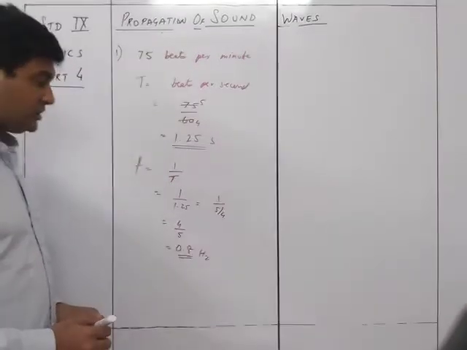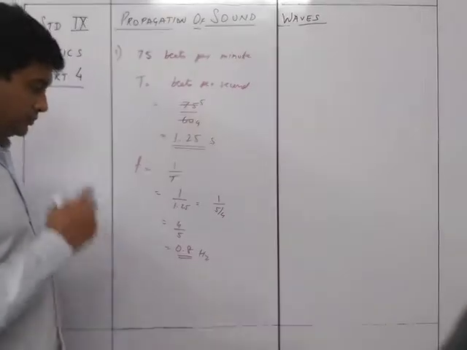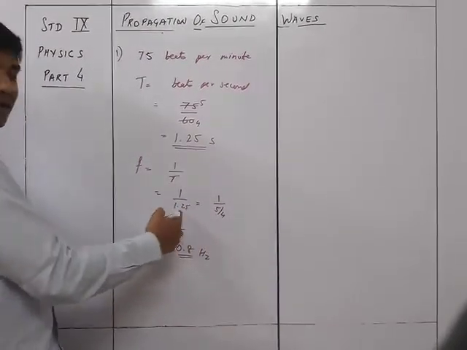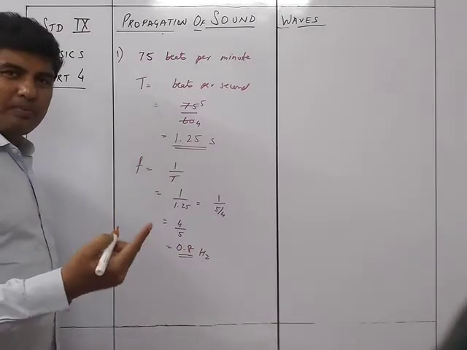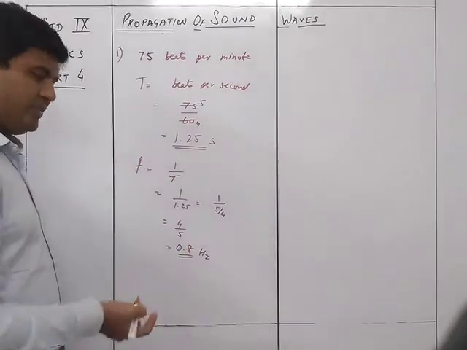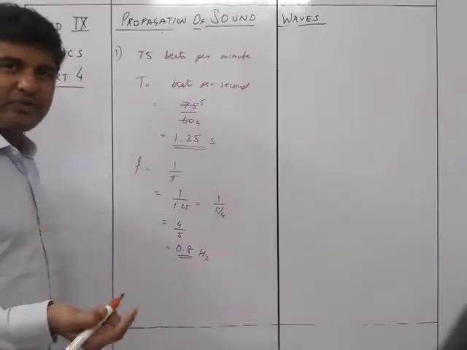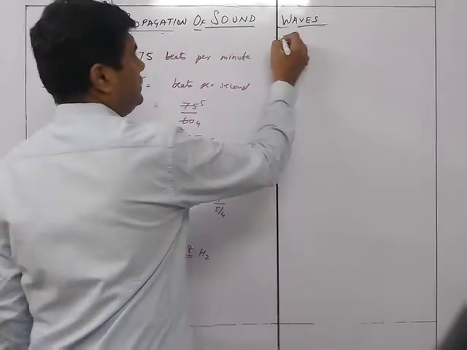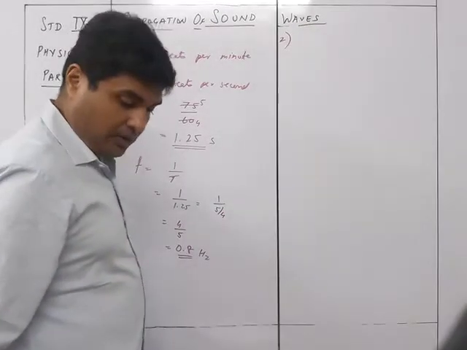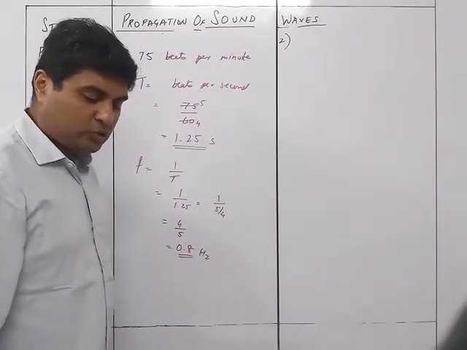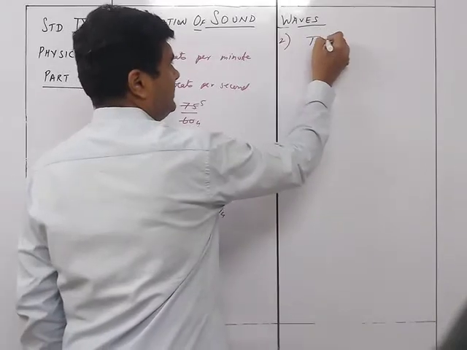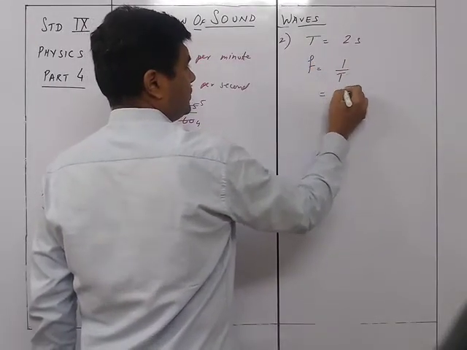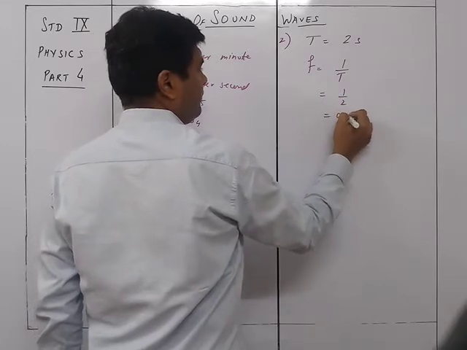Got it? So this was the first sum. See, 1.25 was actually 5 upon 4, so that's why I took it as 5 upon 4. If dropping the decimal in 1 upon 1.25 were difficult, then this would be easy. Or you can do it as 100 upon 125 and then 5 upon 4. Whatever your choice, it doesn't matter. Second sum. The time period of a simple pendulum is 2 seconds. So it is given that time period is equal to 2 seconds. So frequency is equal to 1 upon T, which is 1 upon 2, which is 0.5 hertz.